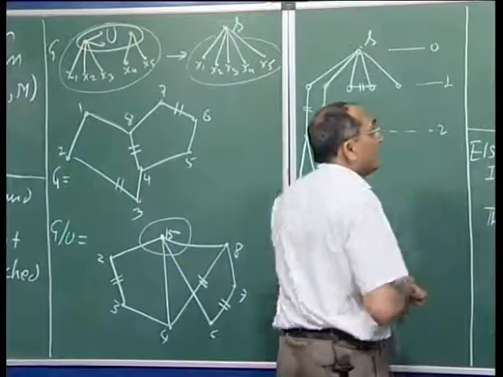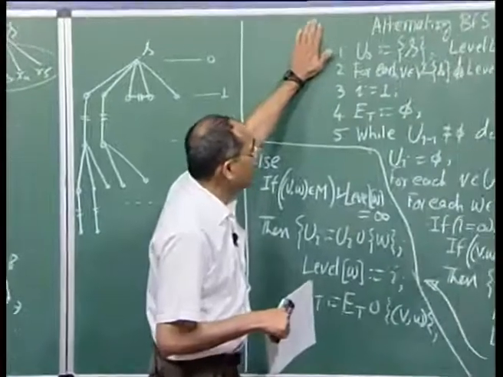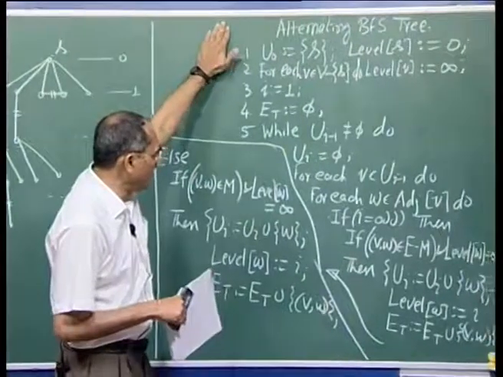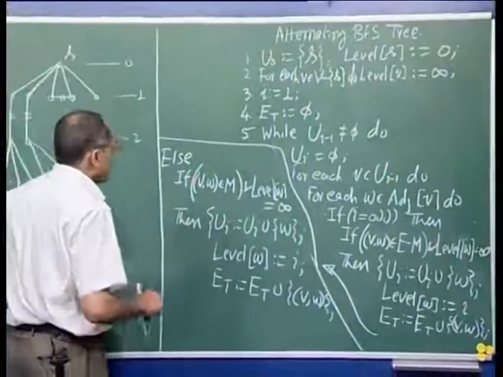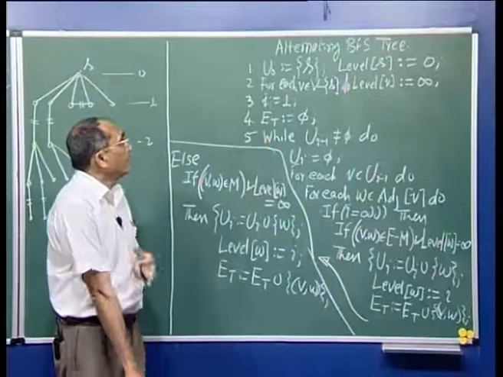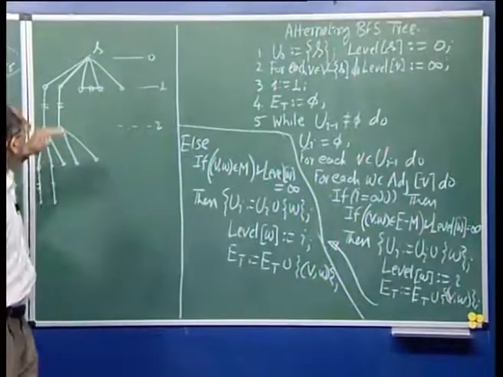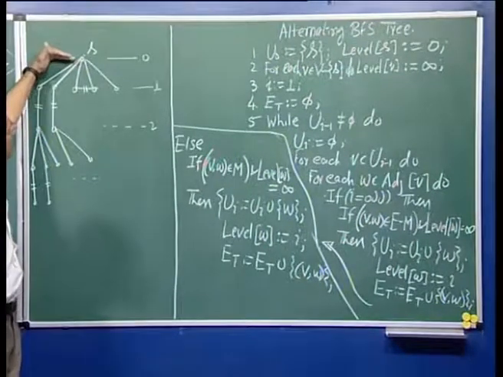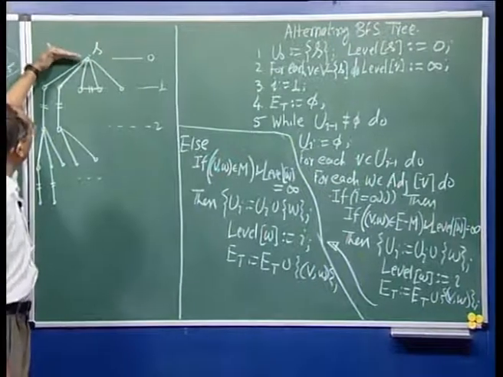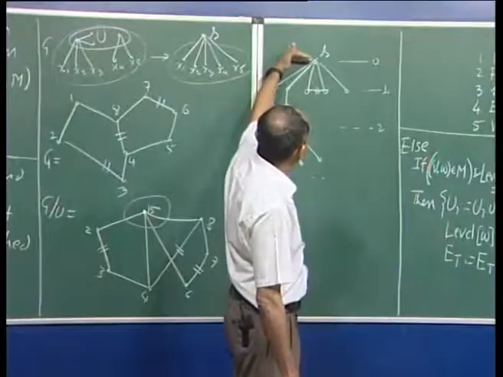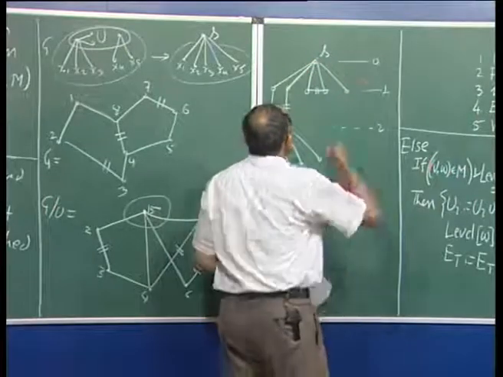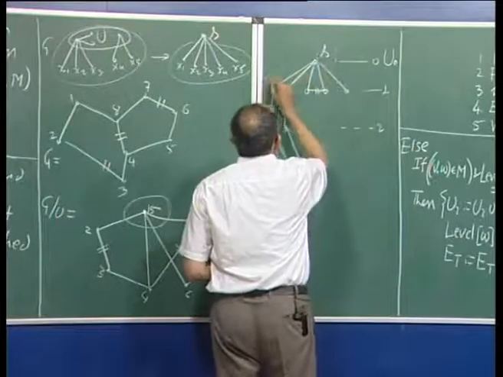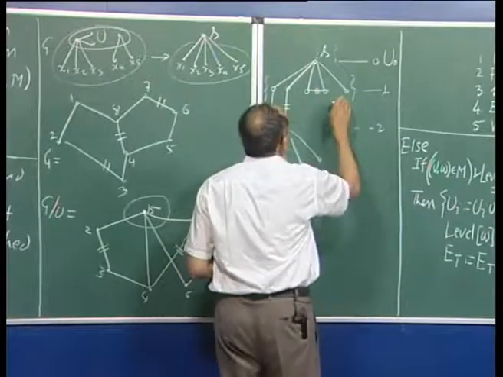Now, here is the simple breadth first search routine, which has been transformed slightly to be able to compute this structure. What we will do is that we will use a variable called level for every vertex. We will initialize level of S to be 0 and the set associated with this level we will denote by U naught. So, U naught contains this. U1 contains these vertices and so on.